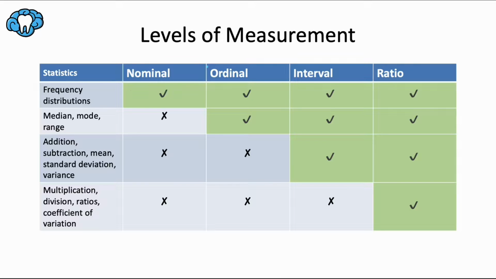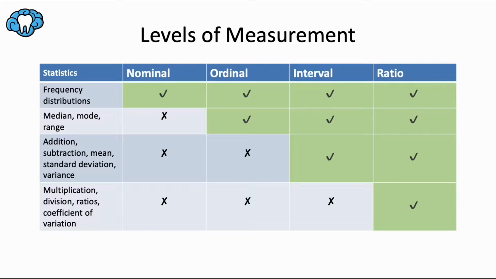Generally, the more evolved your data is, from left to right here, the more statistics you have opened to you. And this table summarizes the capabilities of the various levels of measurement that we just reviewed in the last slide. If you're using nominal variables in your study, you will be able to calculate and utilize frequency distributions, but that's about it. If you use ordinal data, then you can also calculate the median, mode, and range.